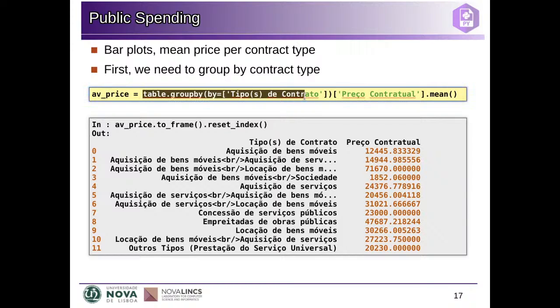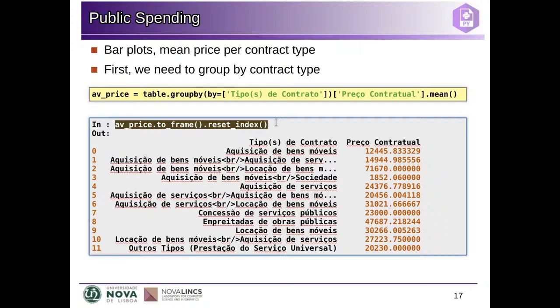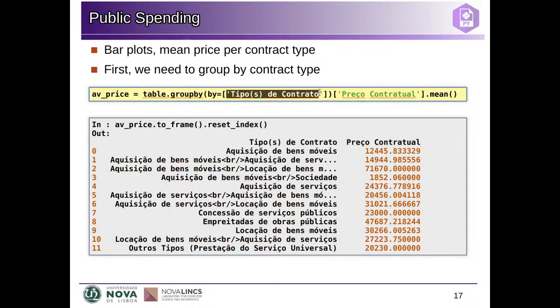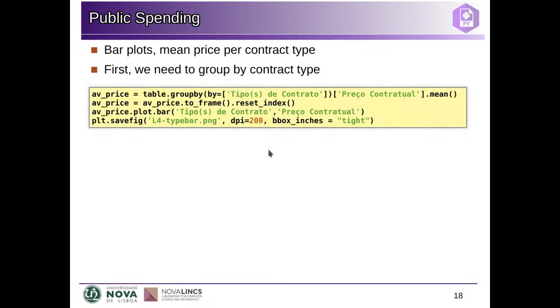This is one example of how we can do this. We have the group by object, we can convert it to a data frame and then reset the index, and we can check the different columns. One is the type of contract, which is what we use to group the object, and the other is the average price for each group. Okay, so now that we extracted this aggregate, we can plot like this.